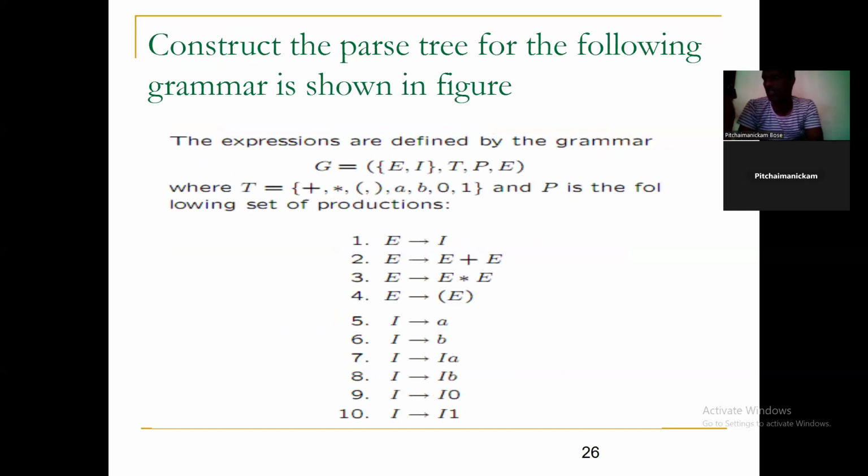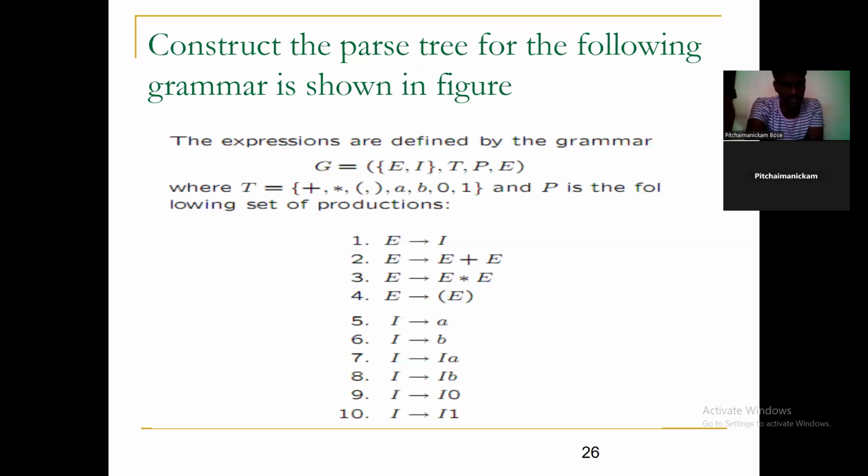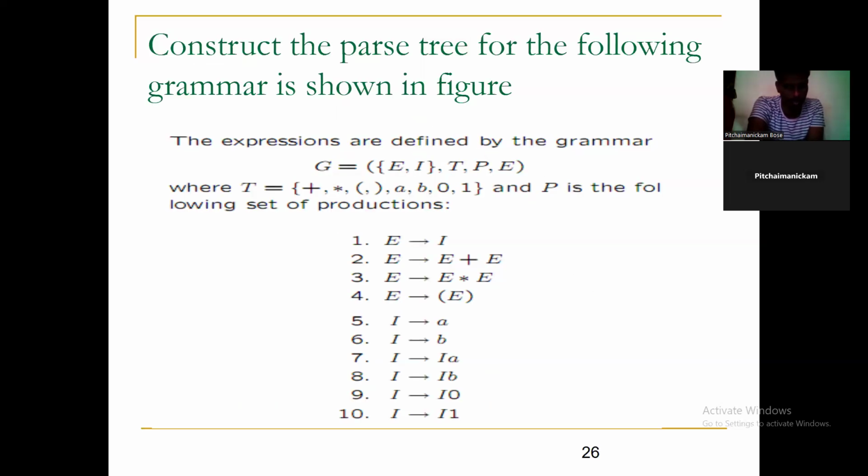Another one: construct the parse tree for the grammar shown in this figure. This is a grammar G = (V, T, P, S), V is E comma I, T is the terminal, P is the production, E is the start symbol. These are the productions. From these productions, I want to create the parse tree for the given input string, which is a plus a star within brackets of a star b00. The same problem has already been solved for the derivation as well as the inferences.